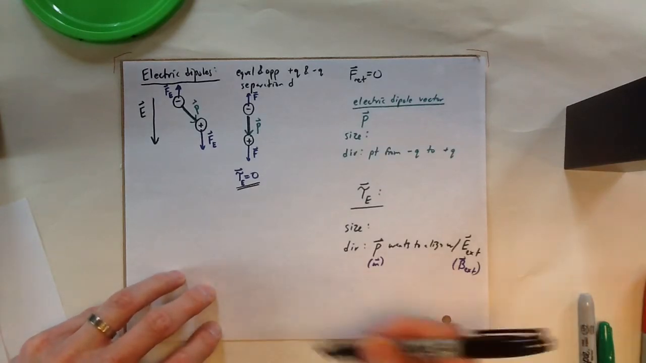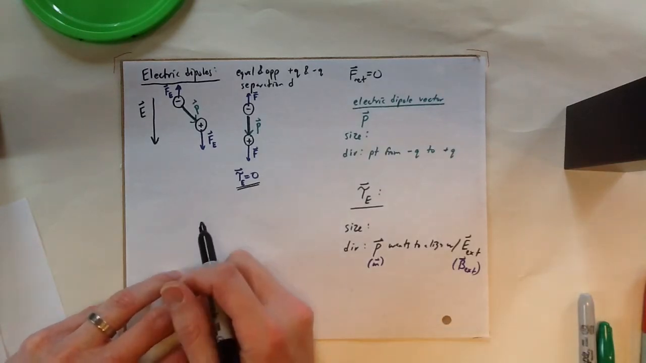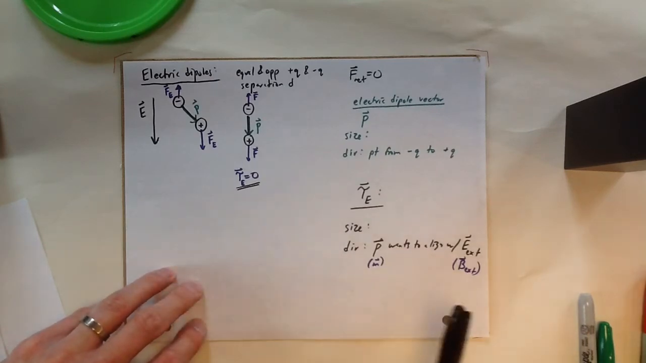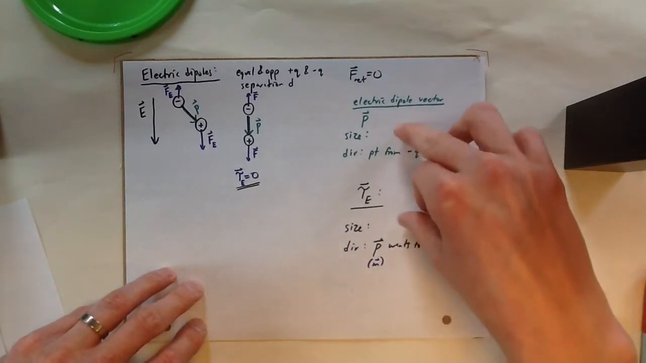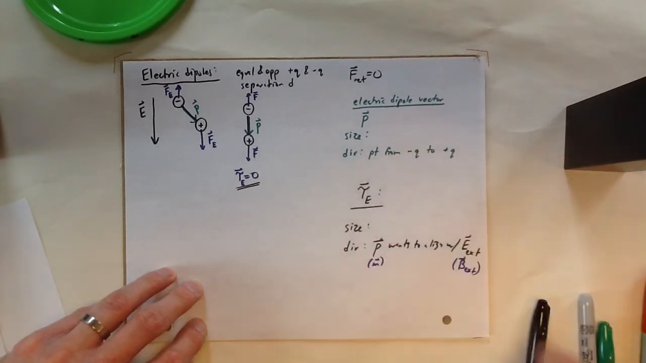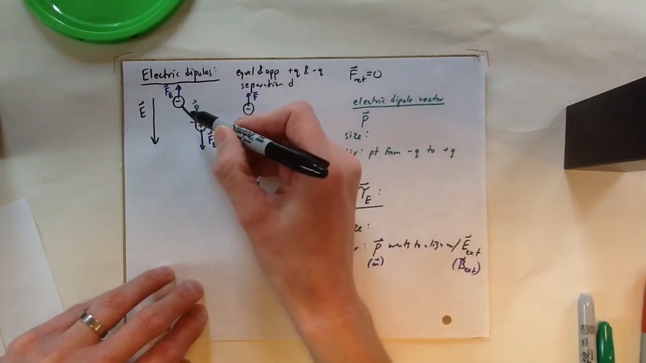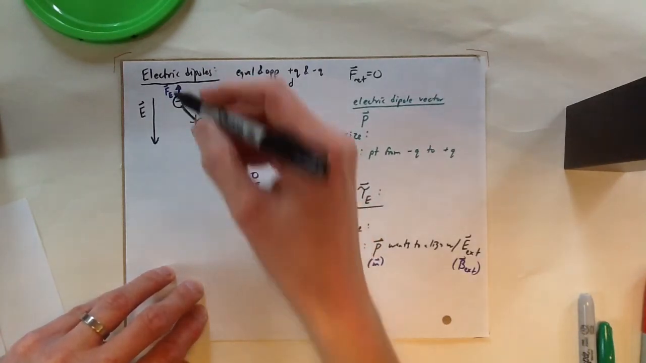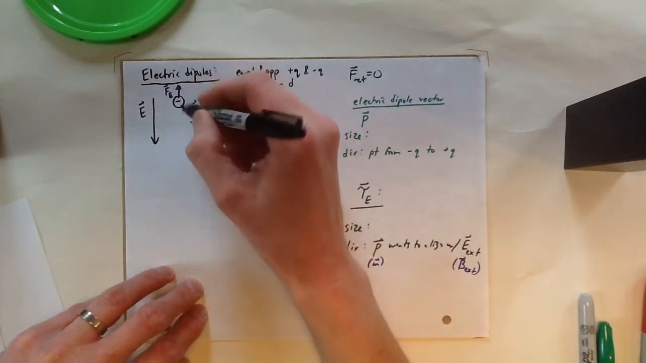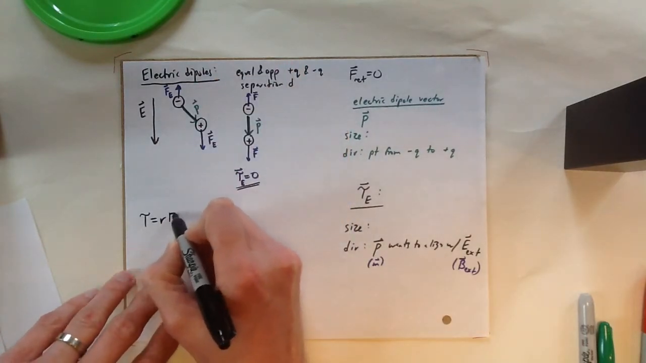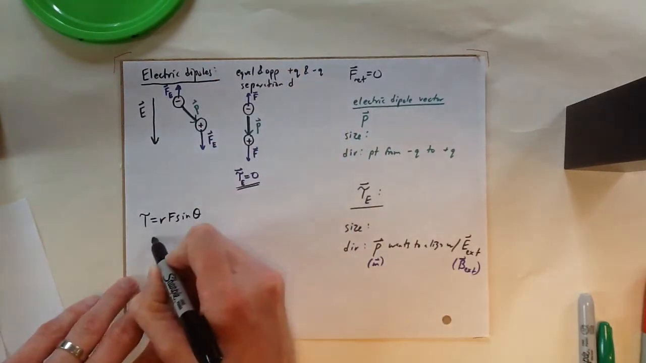So, let's see, what do we have? Let's work out the formulas here so that we can fill in the gaps. I'll use this right here as my jumping off point. I'm going to write over this. Again, my torque formula, r F sine theta.